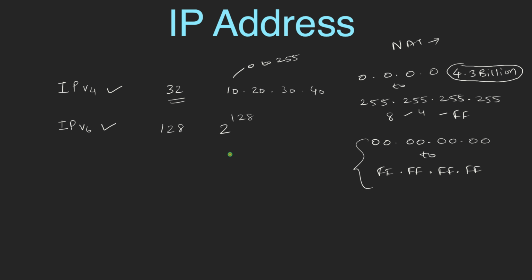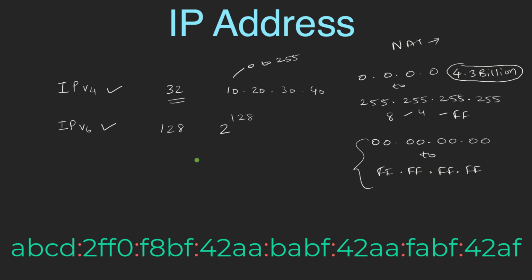IPv6 is generally written as 8 16-bit blocks separated by colons. So we'll have blocks like this, 8 of these, and they'll be separated by colons. Each of these blocks will have 16 bits. So we'll have 16 bits separated by colon, another 16 bits, and it goes on like this. We have 8 of such blocks. So this makes up the total 128 bits.